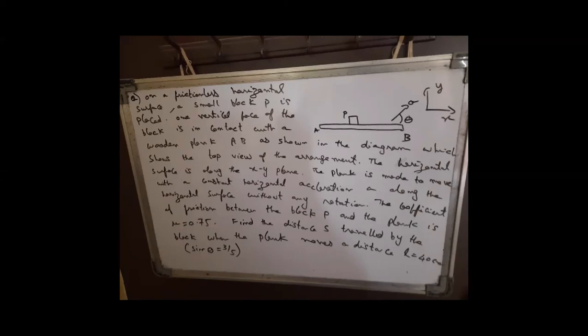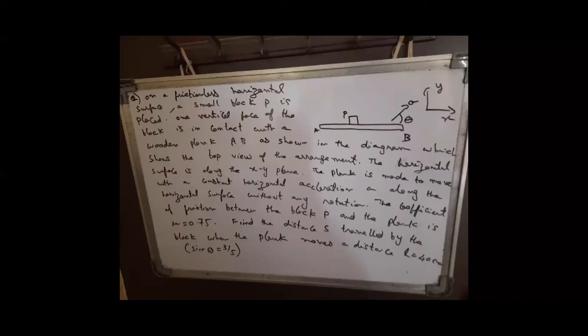Okay, the plank is made to move with a constant horizontal acceleration A. Okay, and the horizontal acceleration is at an angle theta with the direction of the plane of the plank. It is moving with a constant acceleration A without any rotation. Okay, it's only translating.